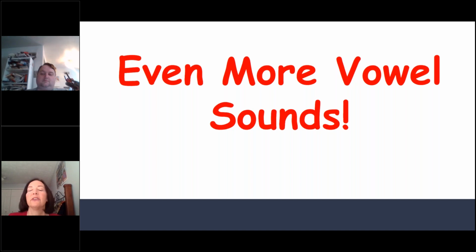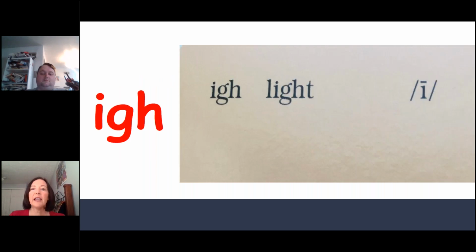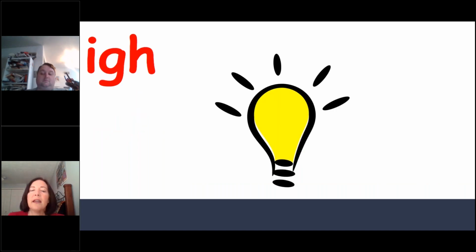Even more vowel sounds. The next two and the final two sounds are not vowel digraphs because it's not two vowels together. It's a vowel combined with some consonants. Again, I don't have the practice materials for these, but I wanted to expose you to the vowel sounds because they're fairly common. First one is IGH. When you see IGH in a word, it's going to make the I sound like we hear in the word light. Sound card says IGH, light I. Our brain is thinking IGH, light I.